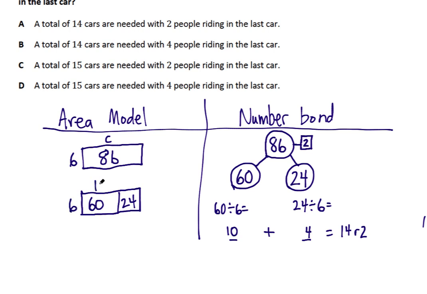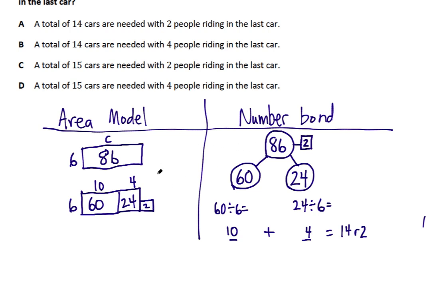So 6 times 10 is 60. 6 times 4 is 24. And then, remember, this only equals 84. I have to go to 86, so this is going to be your little remainder here. I'm just going to put a small box with a 2 because 6 can't fit into 2, not even one time. So that's going to be your leftover.